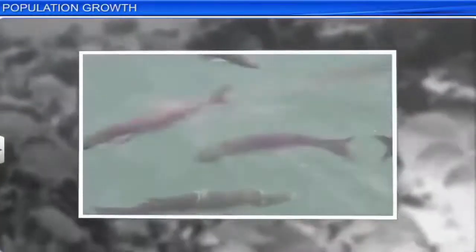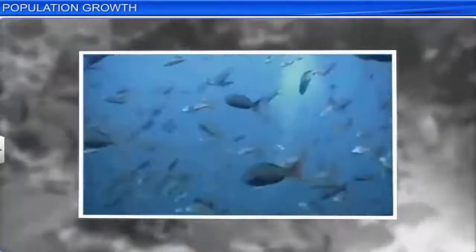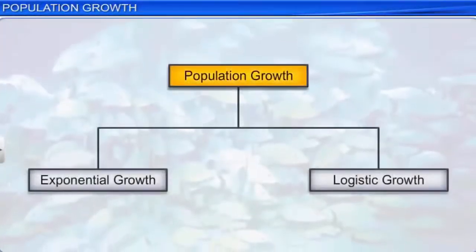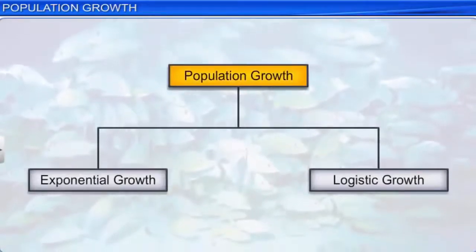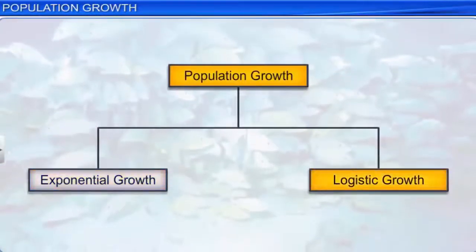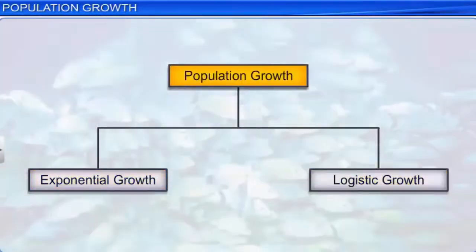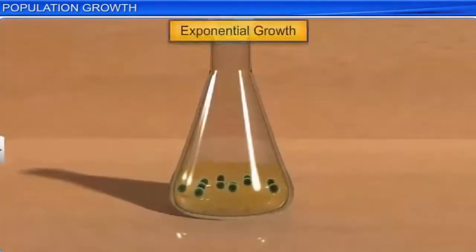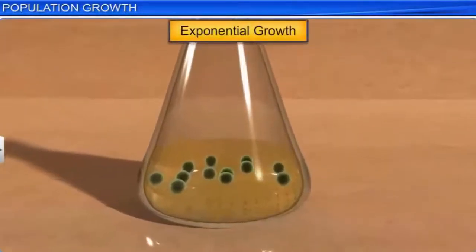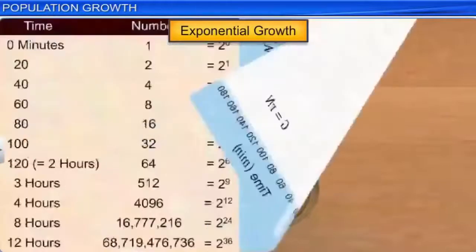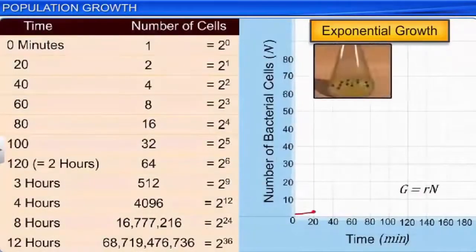Growth is the most fundamental dynamic feature exhibited by populations. Interestingly, population growth exhibits two patterns: exponential growth and logistic growth. Let's understand these patterns in detail. When resources available to the individuals in a population are unlimited, there is a tendency of the individuals to grow exponentially or in a geometric manner.